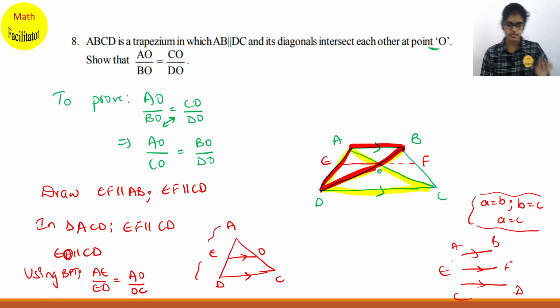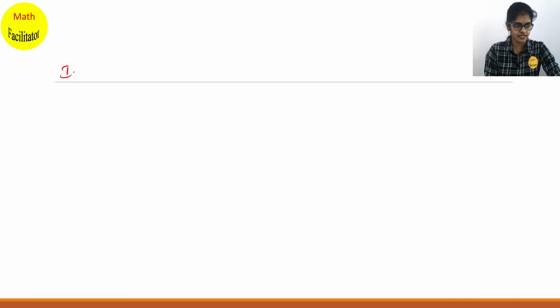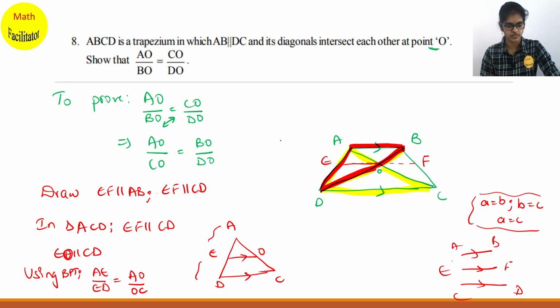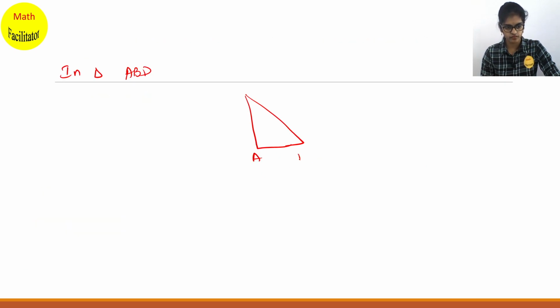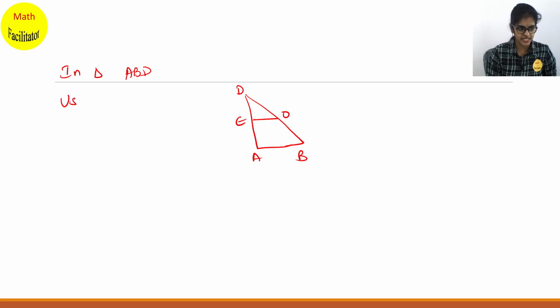Okay. And I'm telling you why I am taking that triangle. Because I want BO and OD, I'm taking this second triangle. So which triangle is it? ABD. In triangle ABD, you have it in this way. This is AB here, D is the vertex here, and you have EO. E is on point AD. This is O. So using BPT, EO is parallel to AB, isn't it? In this triangle, EO is parallel to AB.